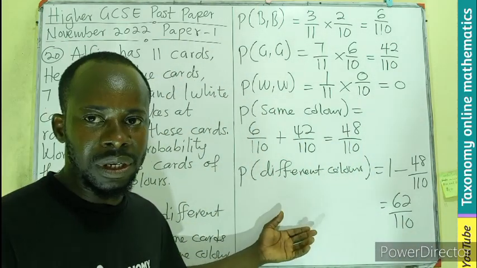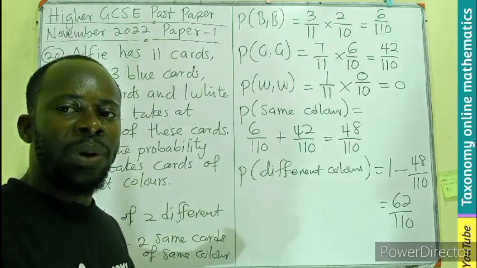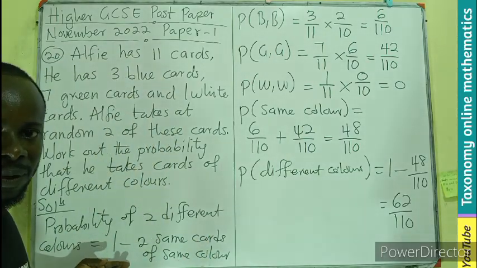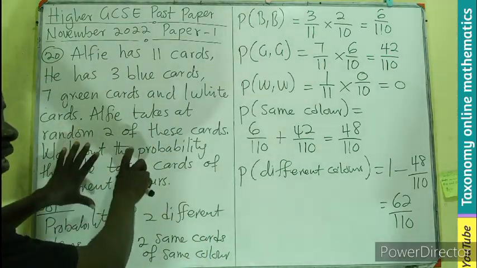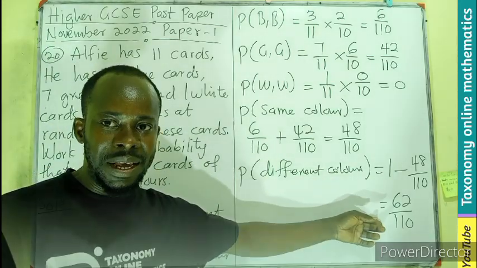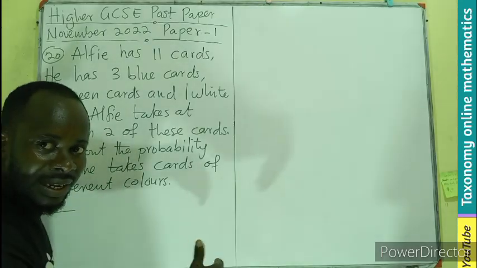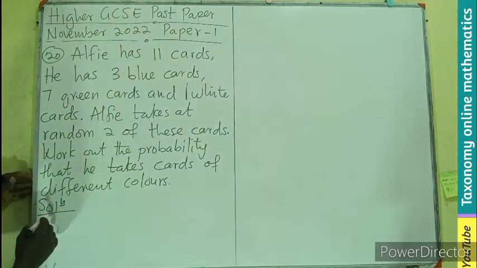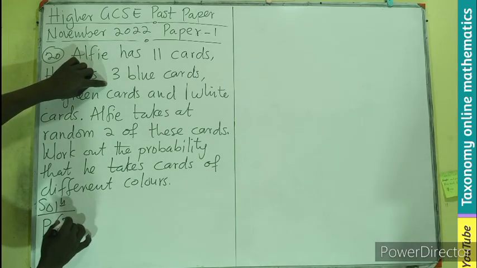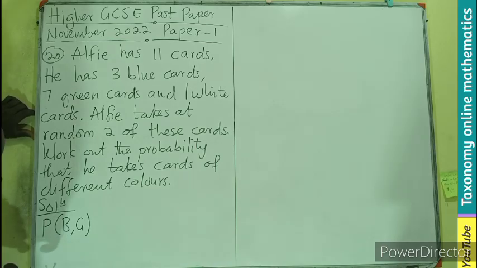So this is one approach, by using probability of different color plus probability of the same color equals 1. That will give us this subtraction. We can also take it as the question dictates for us, different colors. Then we see whether we get the same answer. So for the second, we are looking for different colors, right? So we can pick the first one to be blue and the second one to be green. Okay, that will be the first one.